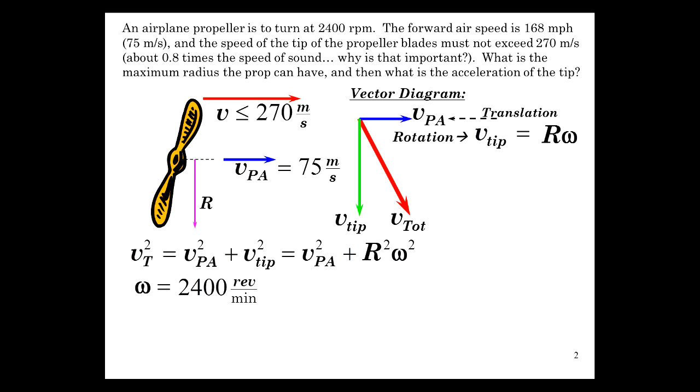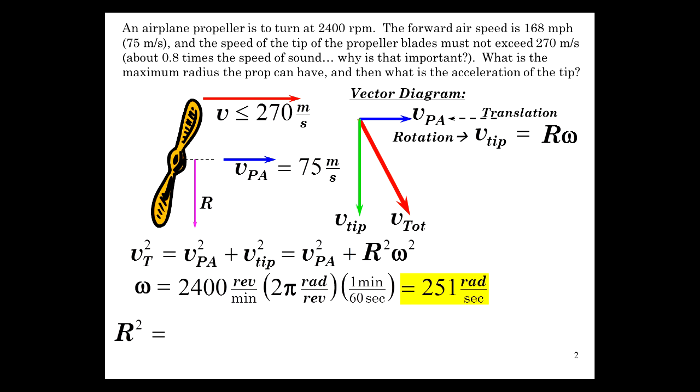So omega, we have 2400 revolutions per minute multiplied by 2 pi radians per revolution. So that gives us radians per minute, but we want radians per second, so let's divide that by 60. That gives us 251 radians per second. Now we can solve for r squared, which is V total squared minus VPA squared, over omega squared.